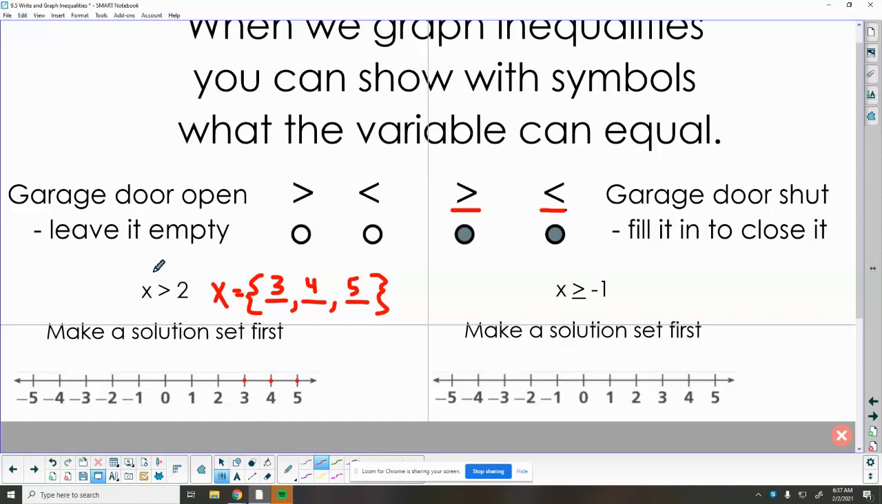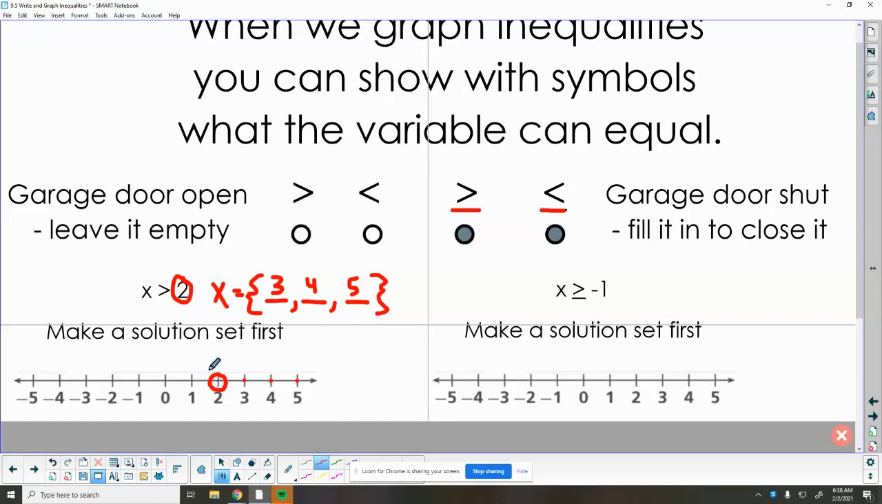So here we're finding 2. How do I mark 2? It's open, there's no garage door shut. So I'm going to find 2 and circle it with a big open circle. Right now it's saying that x cannot equal 2.